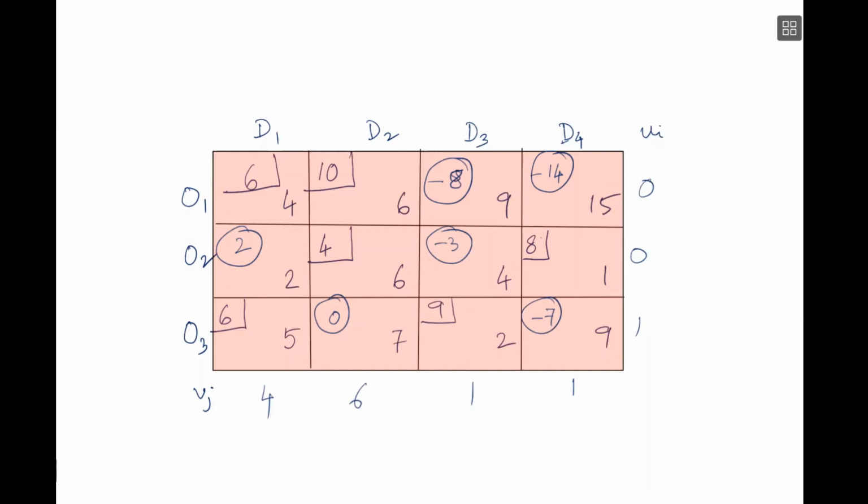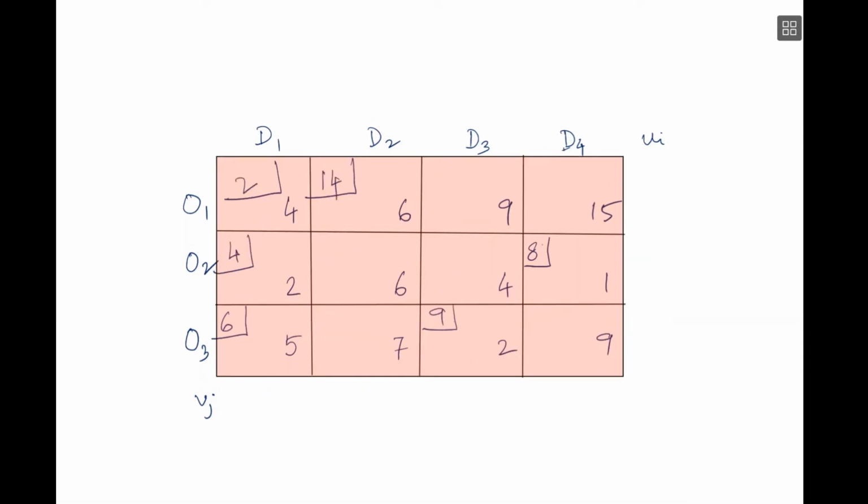So at this stage also we have one positive cell evaluation, that is at the cell 2 1. So in the next step we have to make it an allocated cell. If we make the allocation theta there, then we will choose these cells to make a cycle, and the next allocation table will be as this one.